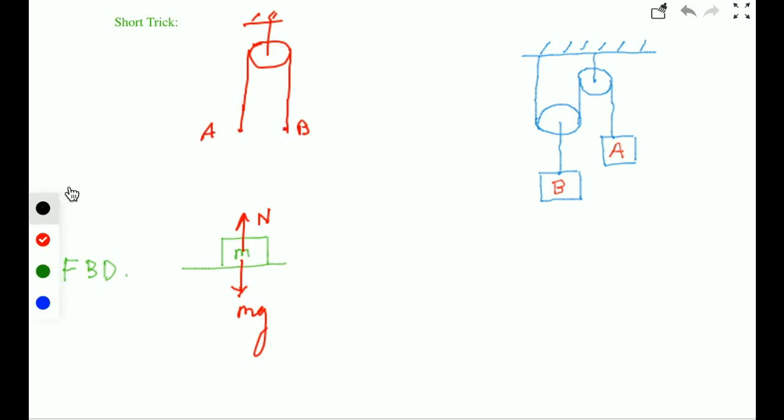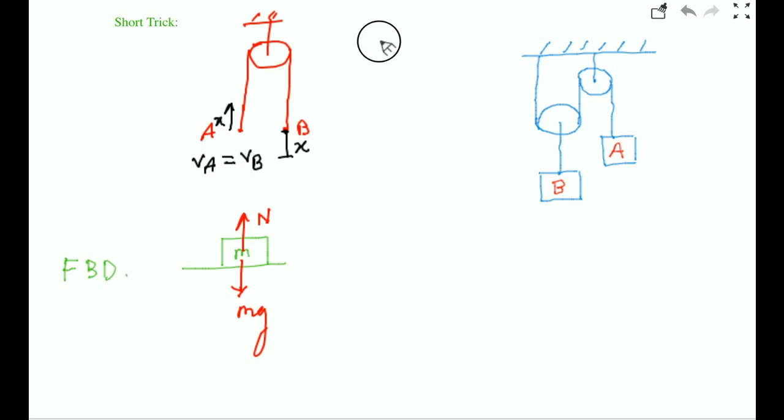Suppose that this string will go x distance in the upward direction. So what about the other? This will also go x distance in the downward direction. That is called the constraint motion. So here, if you differentiate it, the velocity of A is equal to the velocity of B.